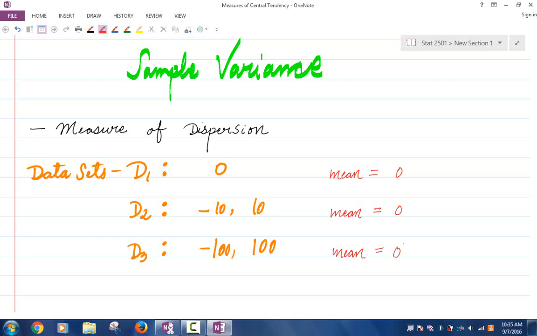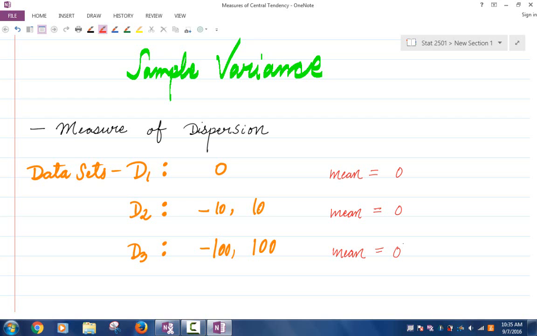So clearly, what is the difference here? Well, the difference is in dispersion. That is, the difference is the distances among the observations. If you look at the distances among the observations in the first one, second one, and the third one, they are quite different. So what we want to do now is measure the dispersion of the observations. So how are we going to do that?